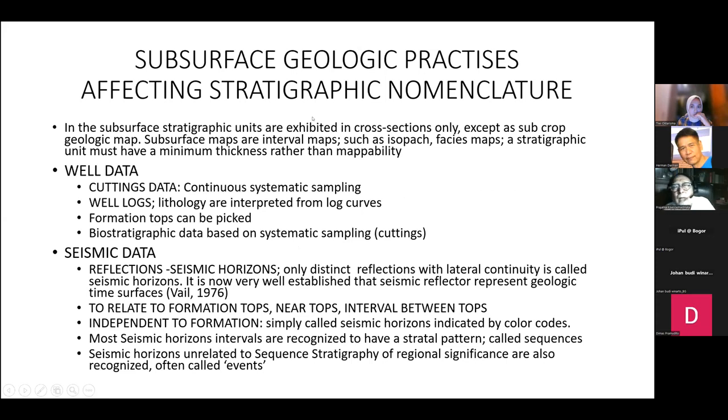Now, we also have some surface geologic practices that affect stratigraphic nomenclature. Surface stratigraphic units are exhibited in geological maps, but in subsurface geology, they are exhibited mostly in cross sections, and very rarely in subcrop geologic maps. Subsurface maps are inferred, such as isopach maps. A stratigraphic unit must have a minimum thickness and mappability. So what minimum thickness is there to consider a stratigraphic unit for mapping? 10 meters, 100 meters, or what? It's not very clear, but they're based mostly on well data and cuttings data.